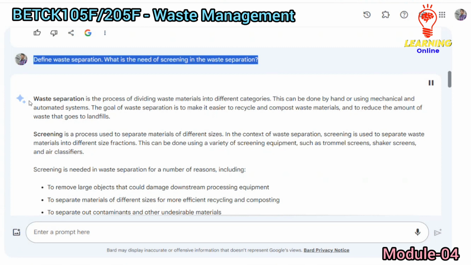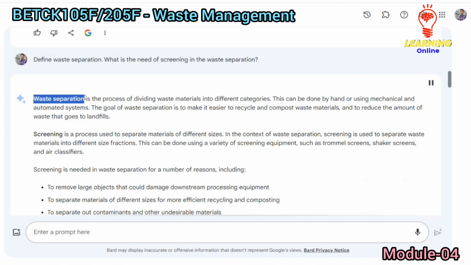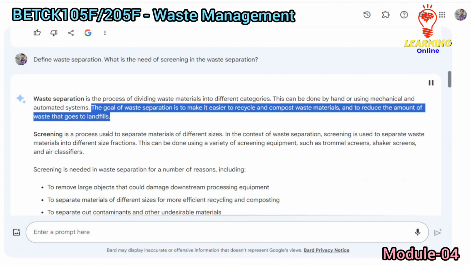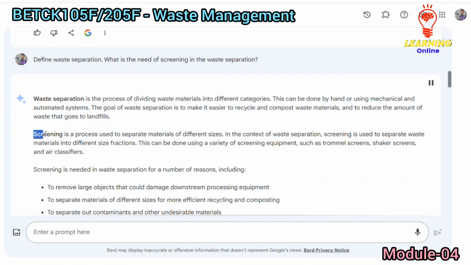Waste separation is the process of dividing waste materials into different categories. This can be done by hand or using mechanical and automated systems. The goal of waste separation is to make it easier to recycle and compost waste materials, and to reduce the amount of waste that goes to landfills.